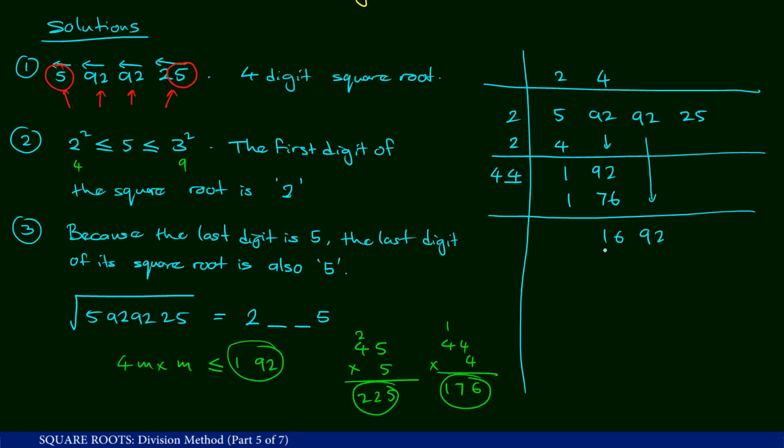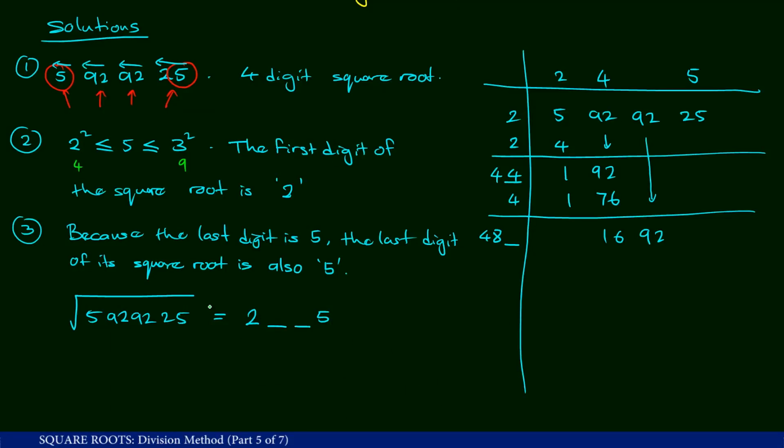The remainder is 16. Okay, so let's bring down 92 here. So it becomes 1692. Remember, the last digit is already determined to be 5. We just need to figure out the next digit here, the third digit. So 44 plus 4 is 48. And let's leave the next digit empty. So what could the next digit be? Let's try 482 times 2. That is equal to 964, which is less than this.